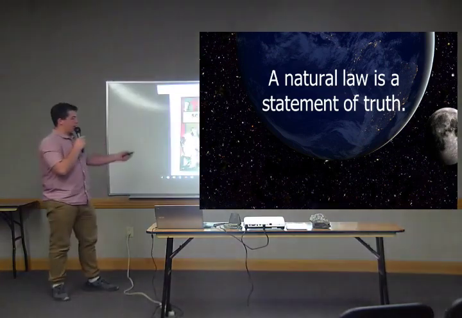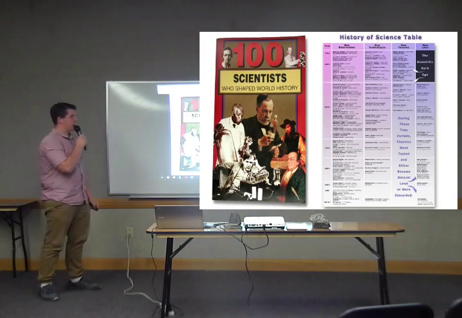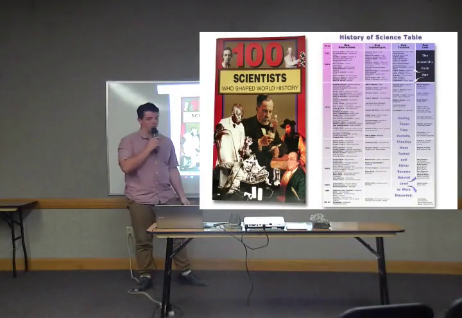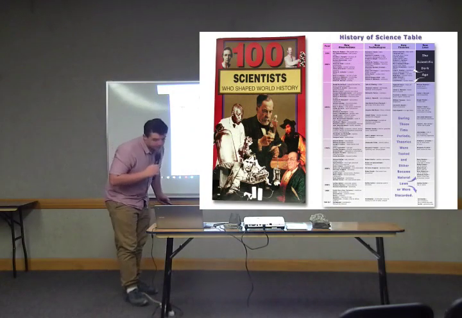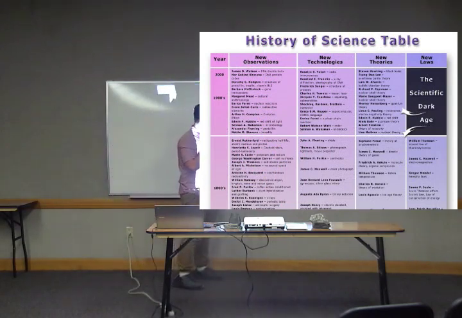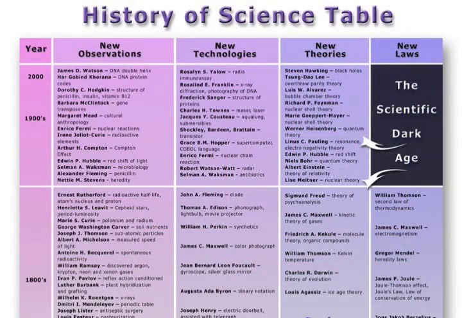So the UM actually took this book, 100 scientists who shaped world history, and kind of made a chart of these time periods going back to 500 BC down to 2000. We see observations, technologies, and theories where we're able to see where those are. What this chart kind of shows is all these times where theories either became laws or they were thrown out.